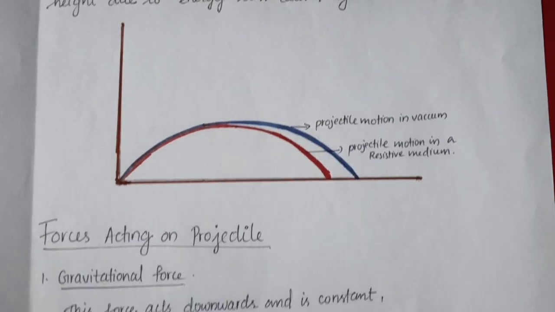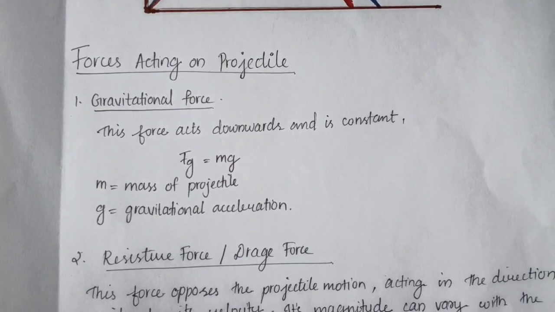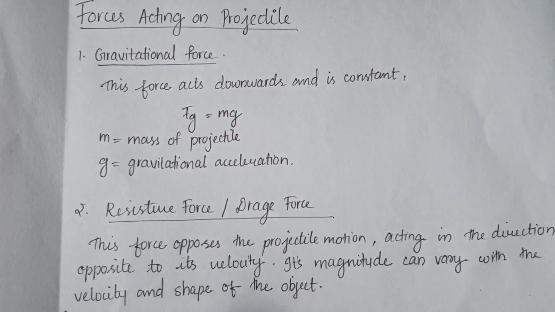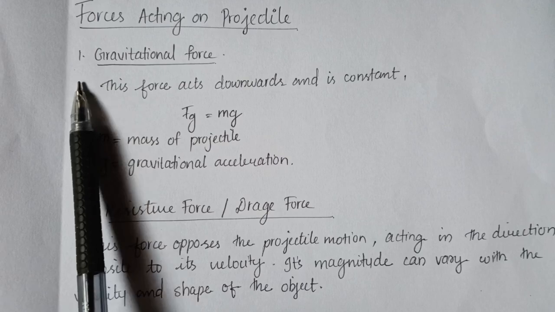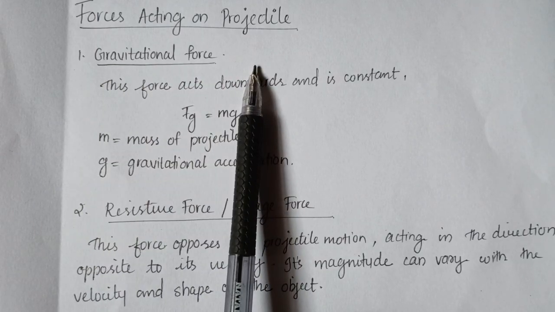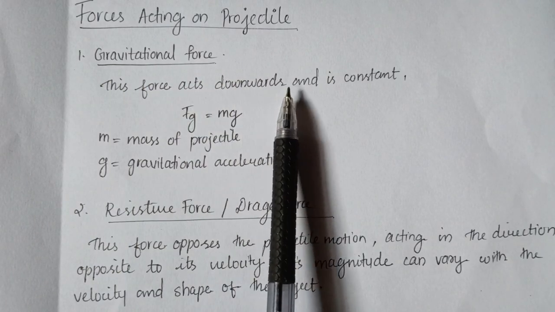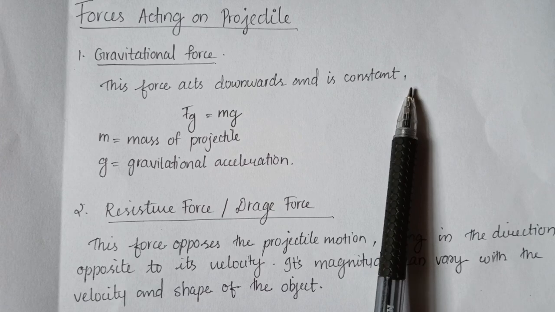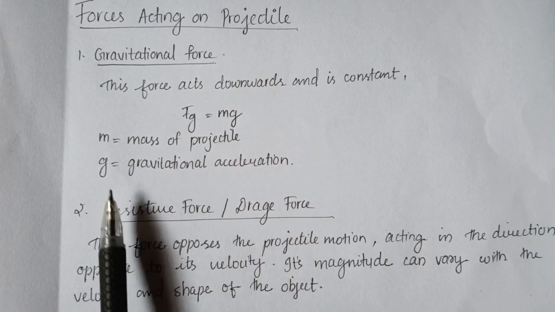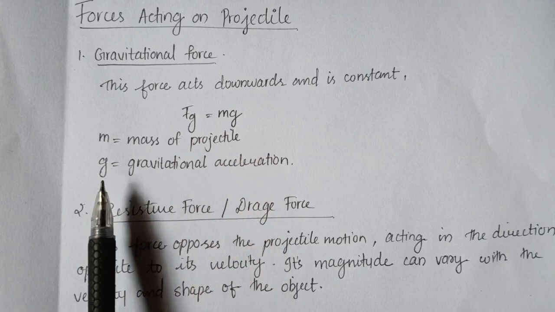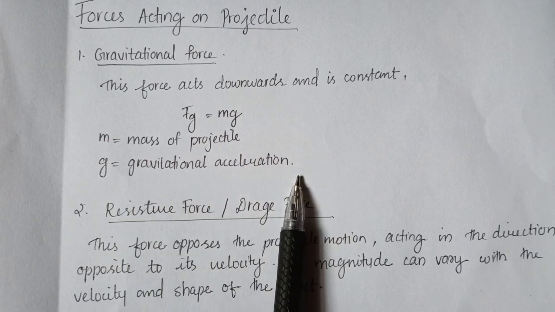Next, we are going to discuss the forces which cause the reduction in the height and the range. The first one is the gravitational force. This force acts downwards and is constant. We can represent gravitational force as Fg is equal to mg, where m is the mass of the projectile and g is the gravitational acceleration.